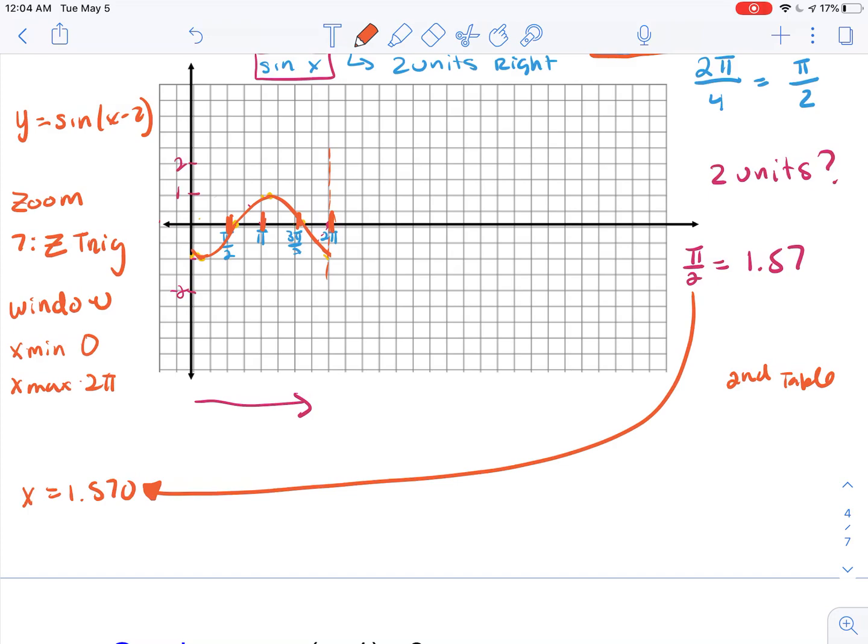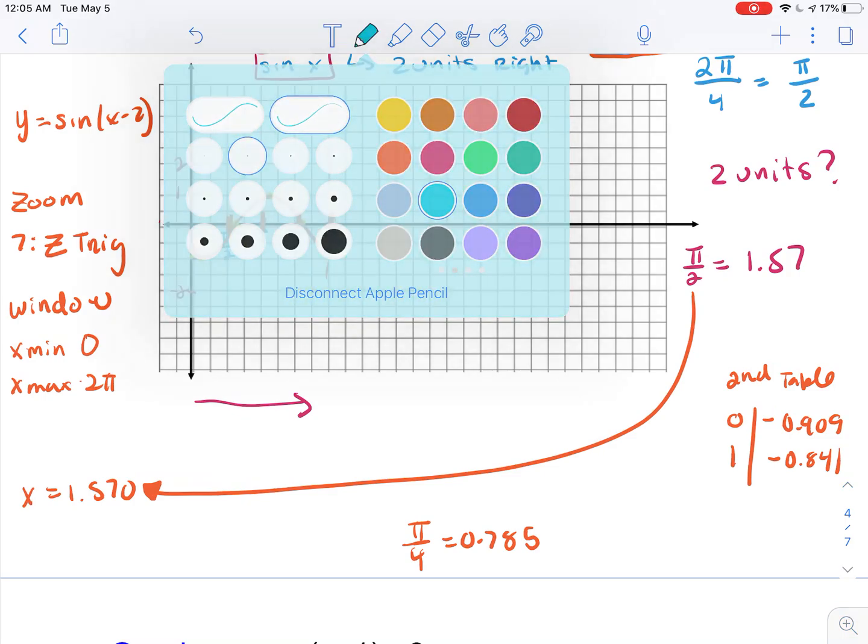Okay, so now how else can we use this? Well, if you press second table, it will give you the table of values. However, you need to be careful because remember, on this graph, 1 box does not mean 1 unit. So on the table, we have the point 0, comma, negative 0.909. Well, that's something we had to graph, and yeah, it's approximately at negative 0.909.